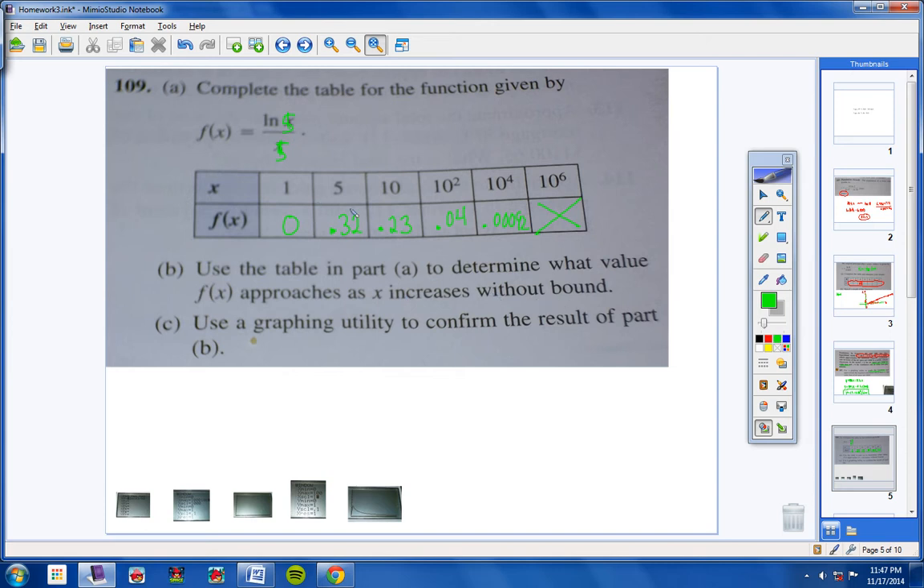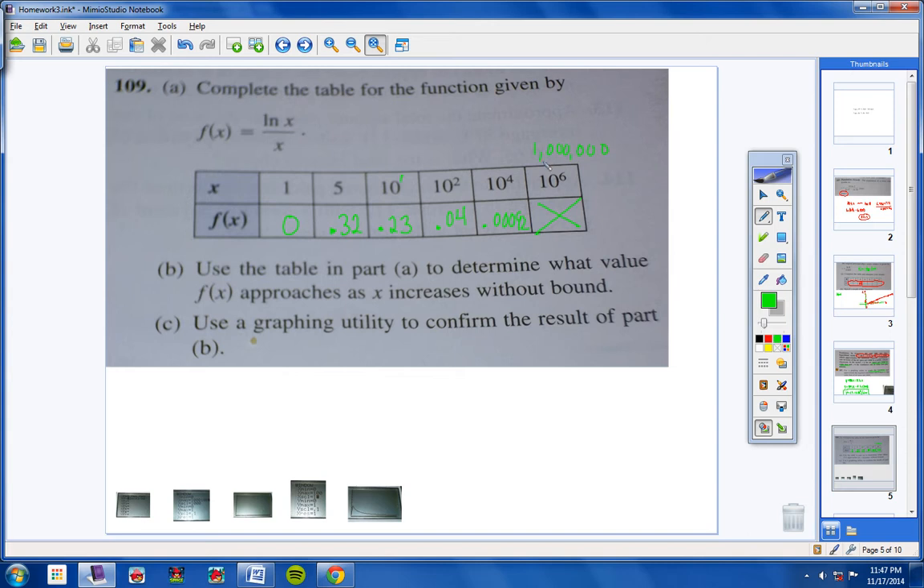So look what we did here, guys. Here's what they're saying to us, okay? They're saying to us that fill this table out, and we did that. And then they're saying, look, what is happening to f of x? Is it approaching a limit? What's it doing as x is increasing like crazy? I mean, 1, 5, 10 to the 1, 10 squared, 10 to the 4th, 10 to the 6th, that's a million. 10 to the 6th is a million, okay?